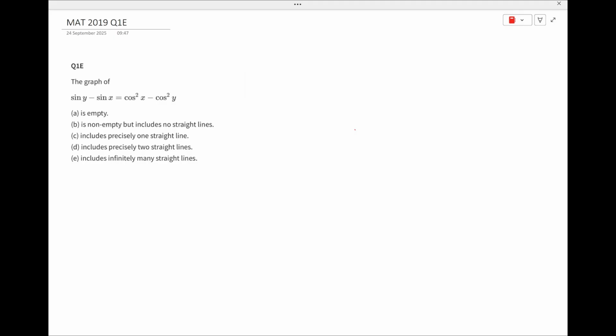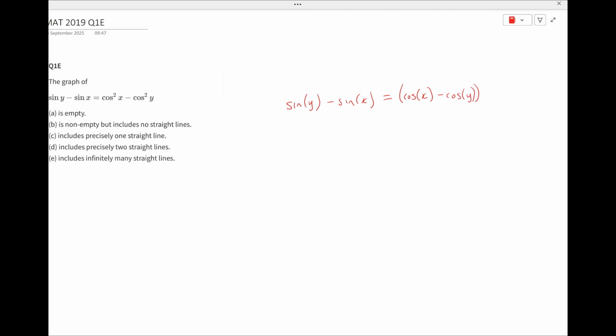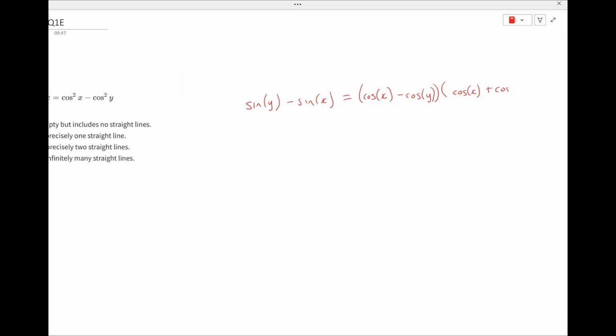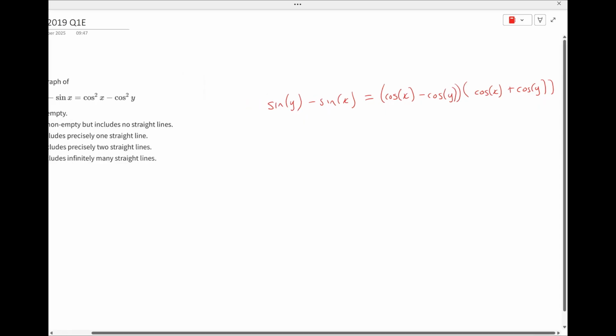Now, one of the things you might be drawn into here is the difference of squares. So you could have sine y minus sine x equals, and then difference of squares, cos x minus cos y, and then times by cos x plus cos y. Now, this is a little bit annoying because you've got cos x minus cos y rather than sine. On the other side, you've got the sine y minus sine x.